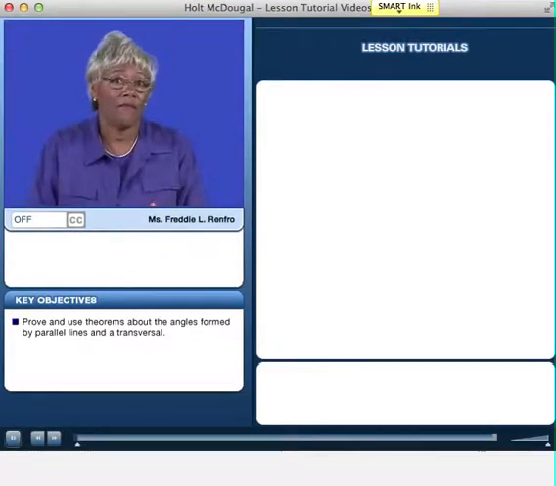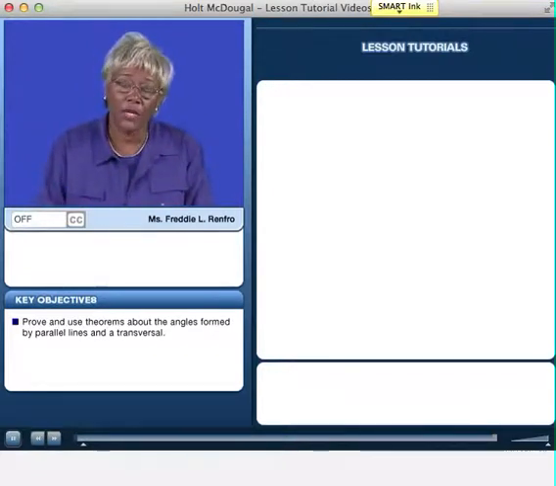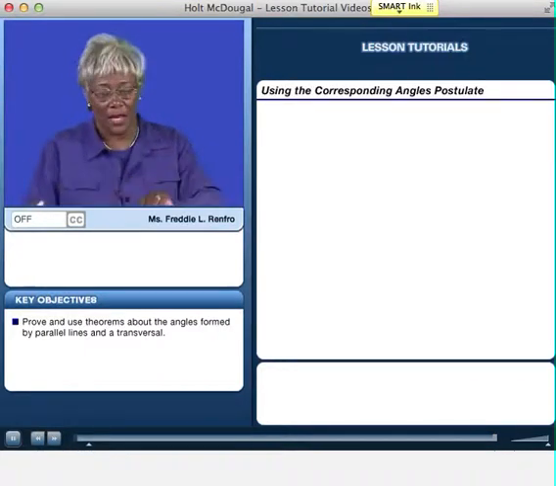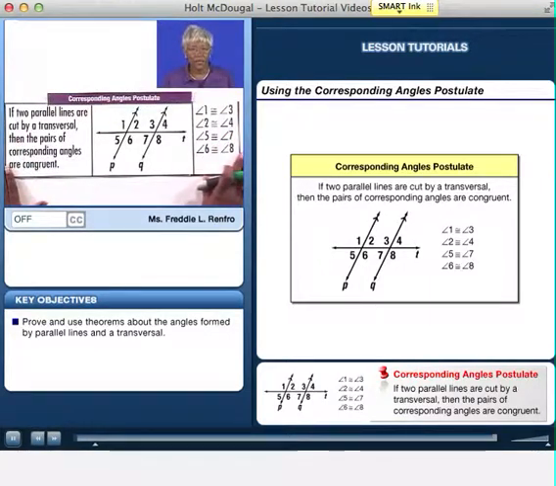There are various theorems and postulates that you need to remember in order to find measures of angles. One of those postulates is called the corresponding angles postulate. And it says if two parallel lines are cut by a transversal, then the pairs of corresponding angles are congruent. Well, let's look at this figure.